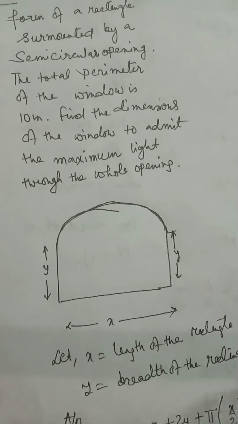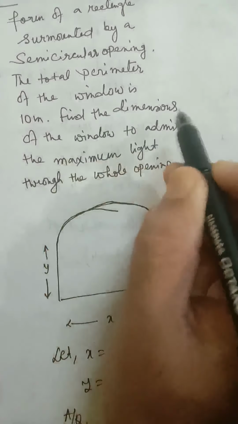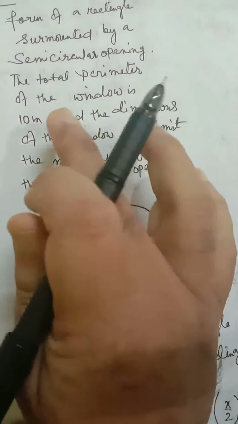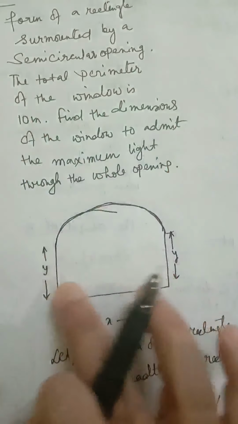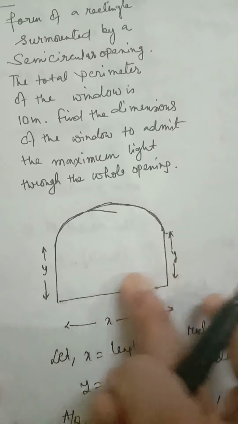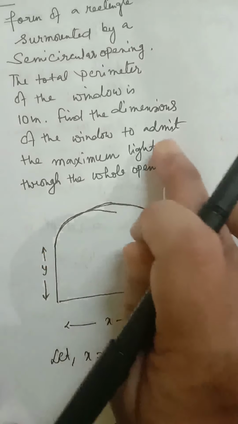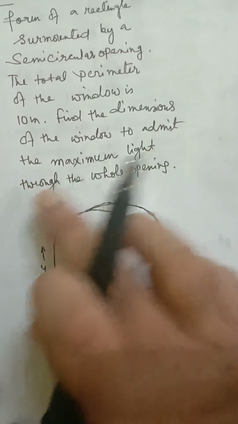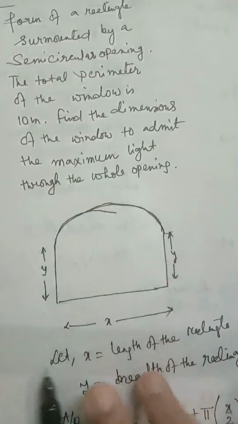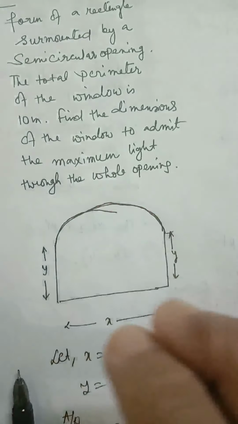Next part, find the dimensions of the window. That means we have to find length and breadth. We have to find x and y dimension, length and breadth of the window, to admit the maximum light through the whole opening, so that maximum light will pass through the window.